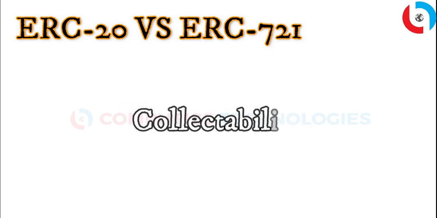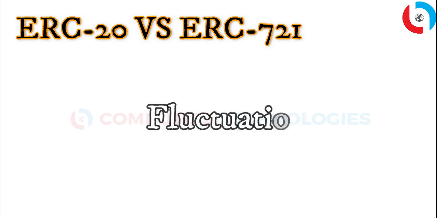Collectability. ERC20 tokens are not collectible, they're interchangeable and represent a single entity. ERC721 tokens can be collected like fiat currencies, they're not interchangeable and represent a collection of assets. Fluctuation. ERC20 value doesn't fluctuate, since ERC20 tokens are not unique. Requires one common smart contract. ERC721 value fluctuates according to rarity and uniqueness. Requires unique smart contracts for each token.